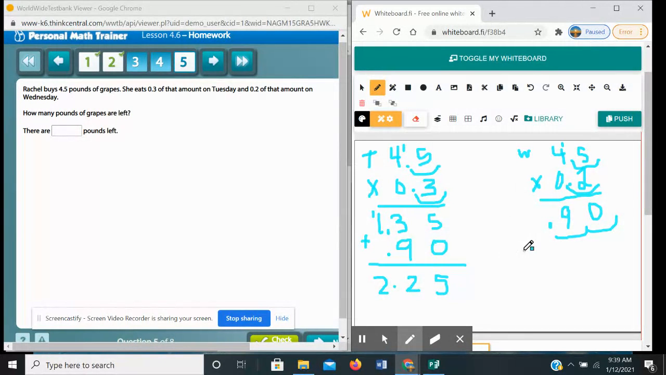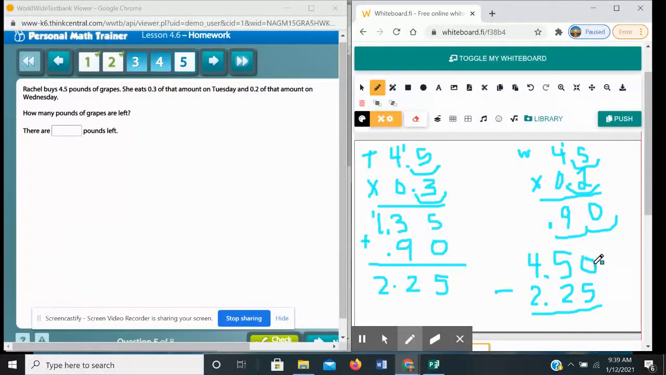So since she ate that, we're going to know how much she has left. What did she start with? Remember, she bought 4 and 5/10 of those grapes. Since she ate all this, we're going to subtract. So I'm going to subtract 2 and 25 hundredths. Remember, first of all, line up the decimal points. That's the most important with subtracting. When there's no digit, you put a 0.